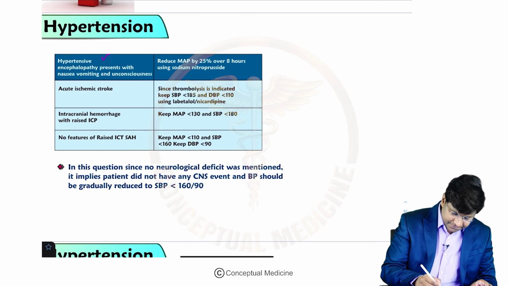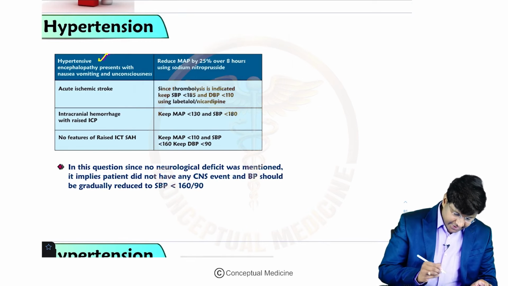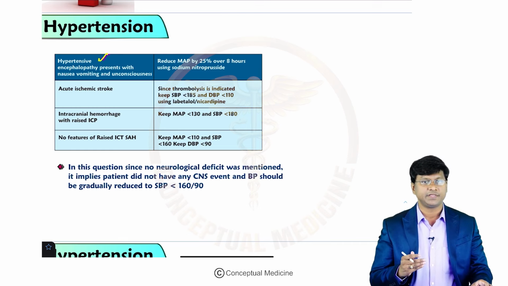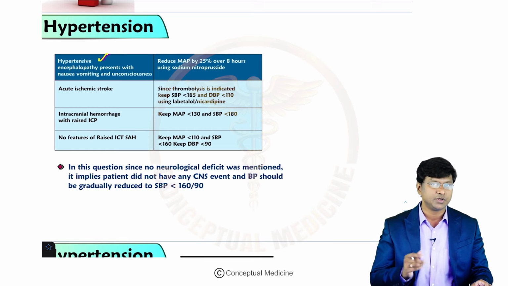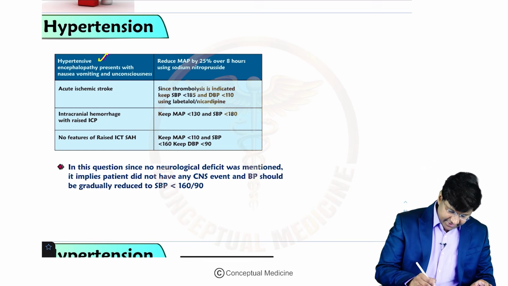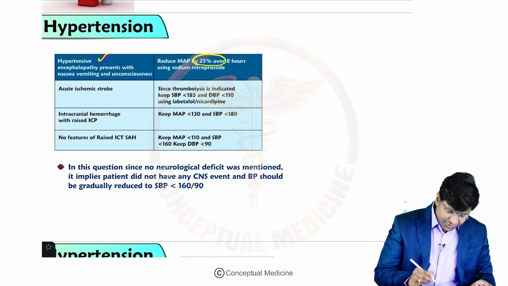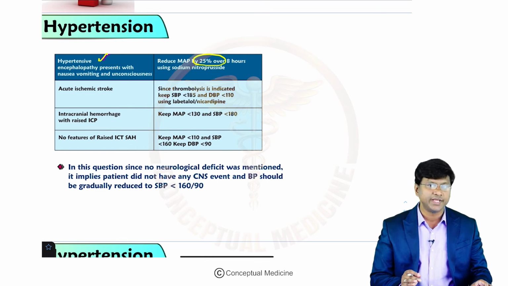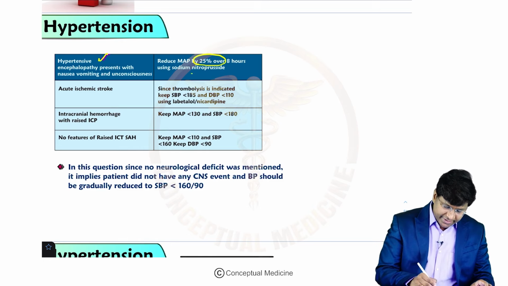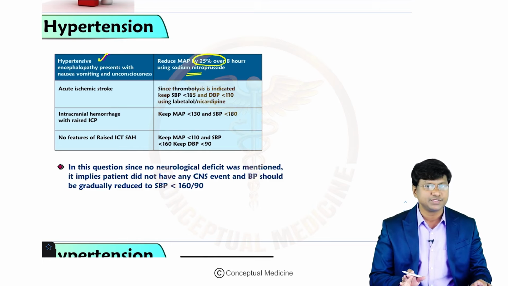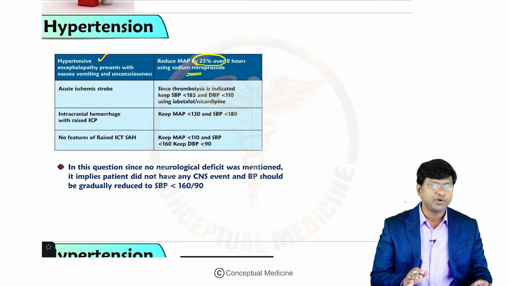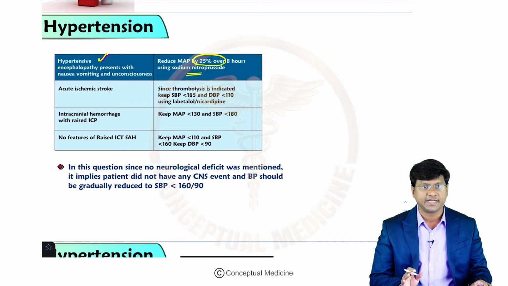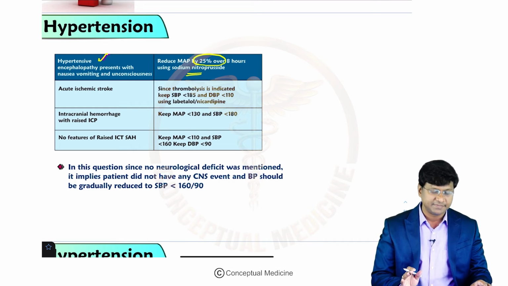Suppose the individual had hypertensive encephalopathy, in the sense where the individual has presented in a state of vomiting, altered sensorium or unconsciousness. In that patient, you have to reduce the mean arterial pressure by 25% over 8 hours using sodium nitroprusside. This sodium nitroprusside is no more used nowadays, right? What we can use is nicardipine for reducing this blood pressure.